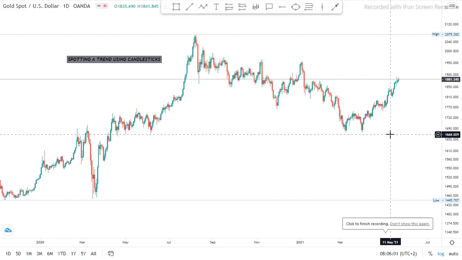To the video, I'll be talking about spotting a trend using candlesticks. I've been talking a lot about spotting trends, higher trends, uptrends, lower trends, sideways moving markets. So today we're just going to take a quick look and do it on actual candlesticks. We're looking at gold on a daily chart, guys. So we're just going to get right into it.